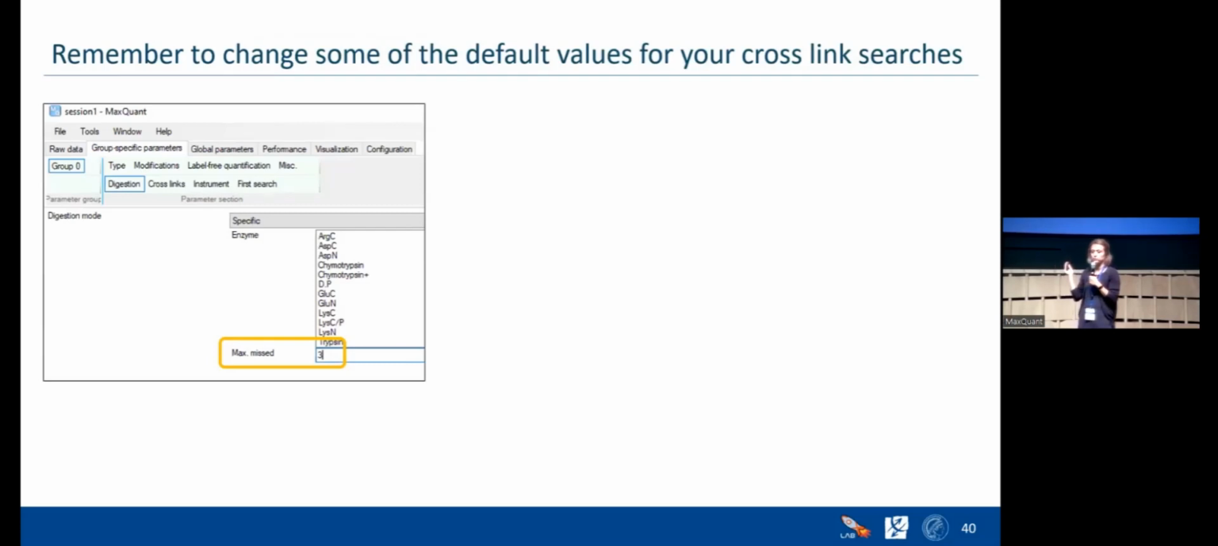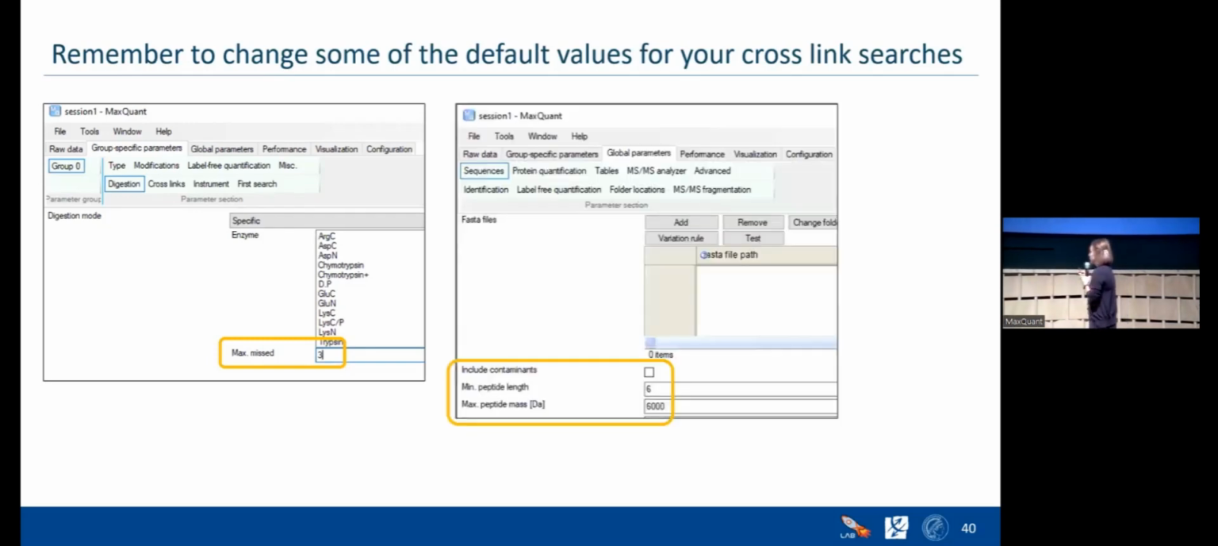So you need to increase the maximum number of missed cleavages because, like in this case, lysine is our trypsin site. If you are using trypsin, the lysine will be crosslinked, also because of DSS, and some other amine reactive groups. So you need to increase your missed cleavages to be able to find the crosslink peptide. So please change the maximum missed cleavages from 2 to 3.